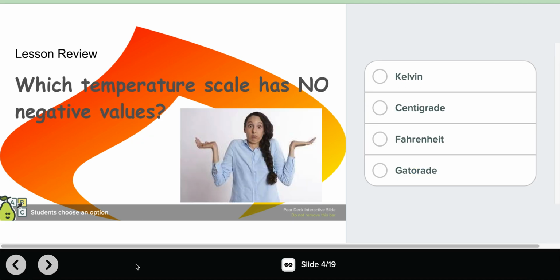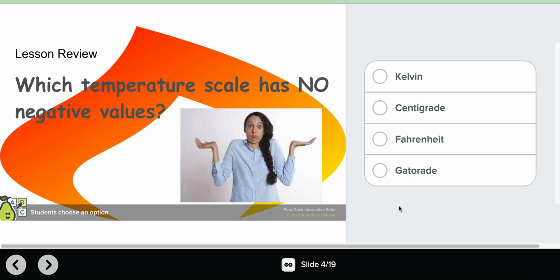Okay, here's our next review question. Which temperature scale has no negative values? Is it Kelvin, centigrade, Fahrenheit, or Gatorade? Pick an answer. I hope you did.